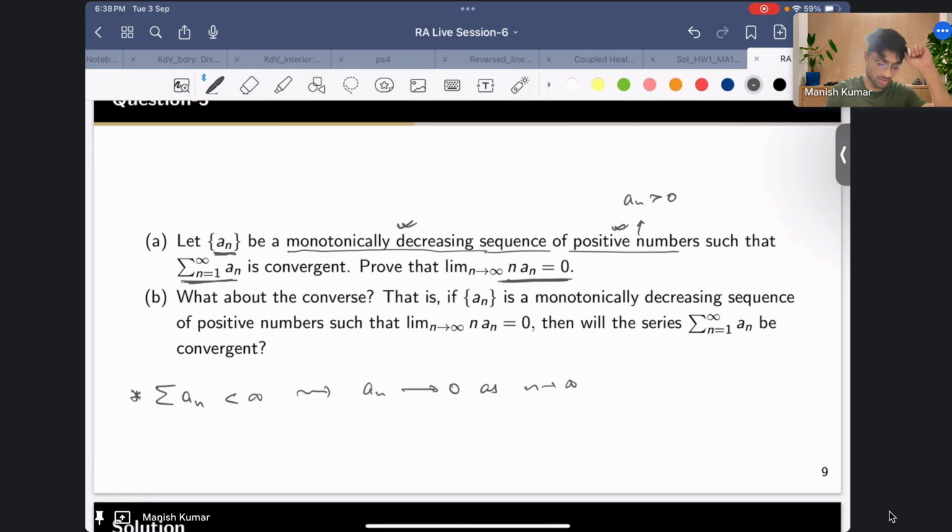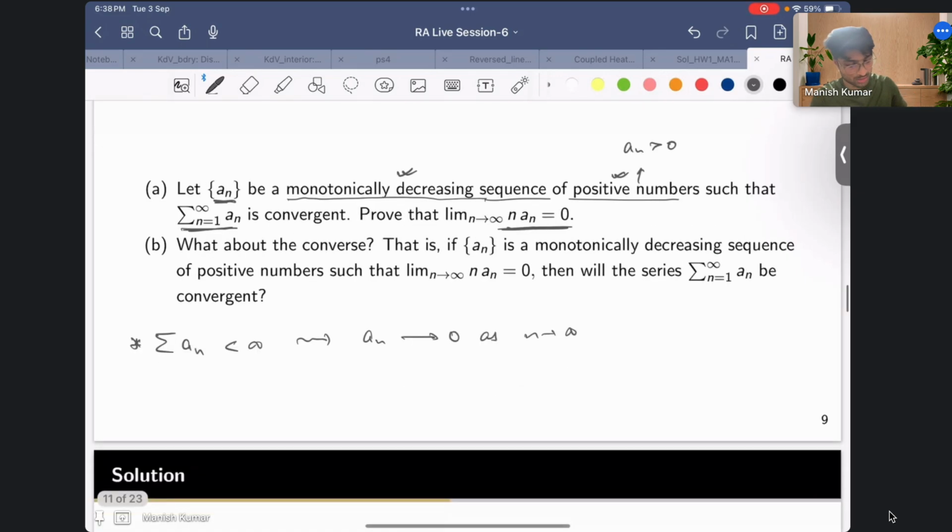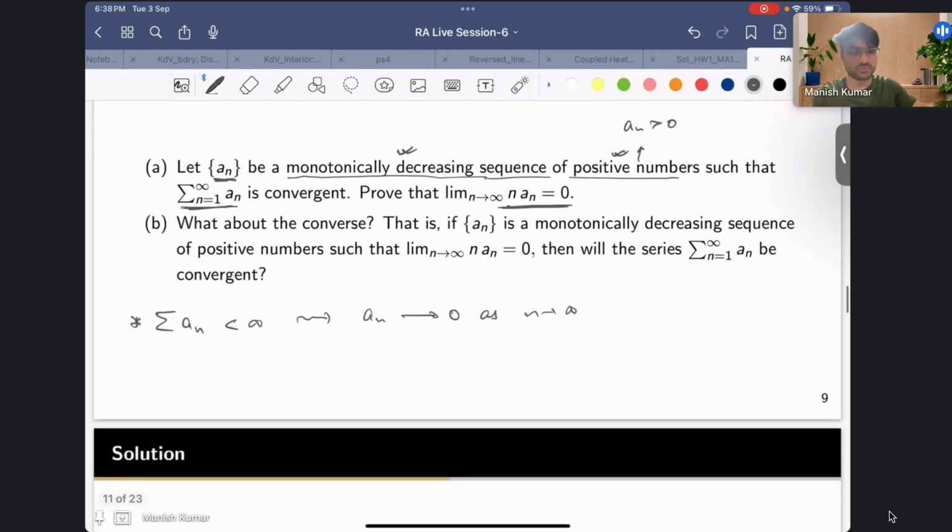Okay, so let me think of some immediate example. Okay, anyway, 1 by n will not work. Okay, anyway. So now the question is how to prove this.